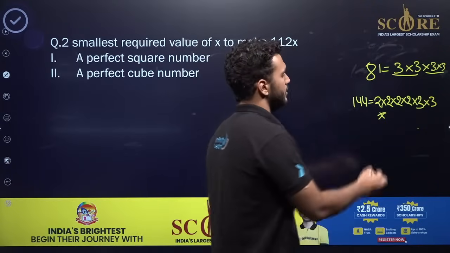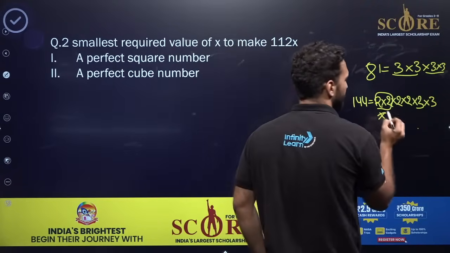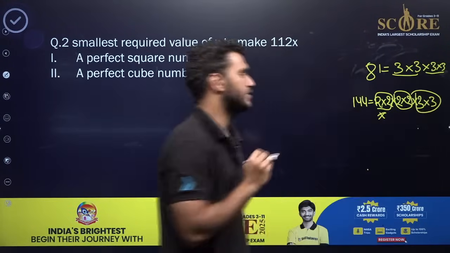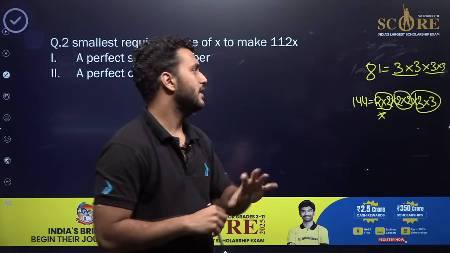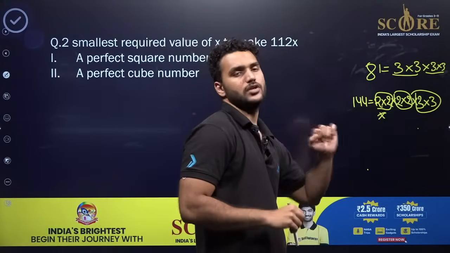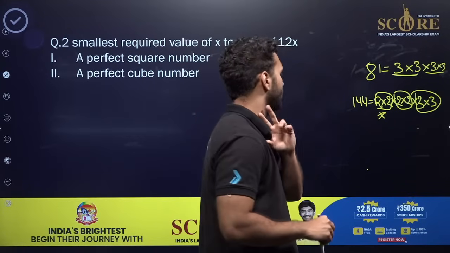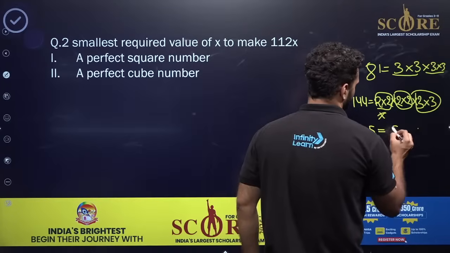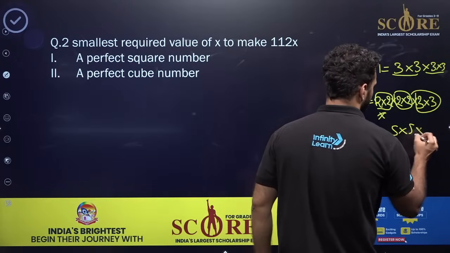Okay. Now see, you're getting pairs, one pair of 2s, one pair of 2s, one pair of 3s. You're getting pairs because it's a perfect square number. In any other number which is not a perfect square, you will not get this perfect pair. For example, 125. Answer will be 5 into 5 into 5.